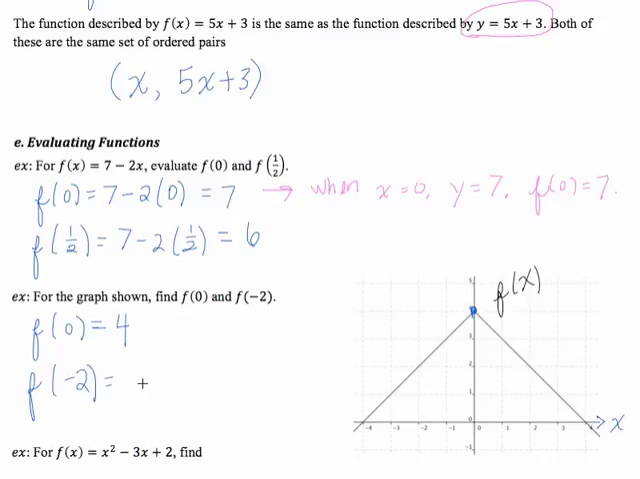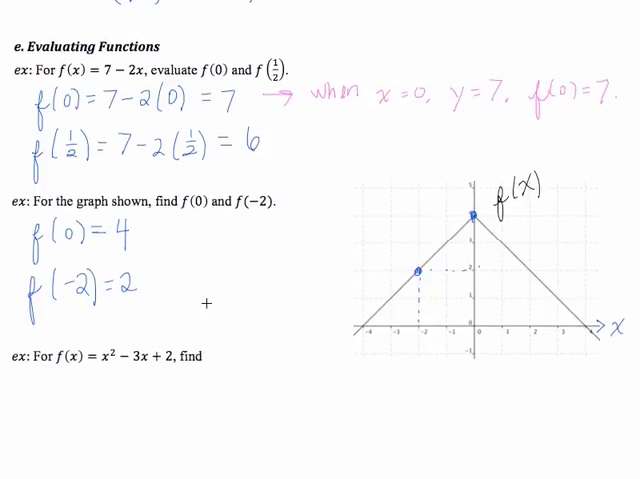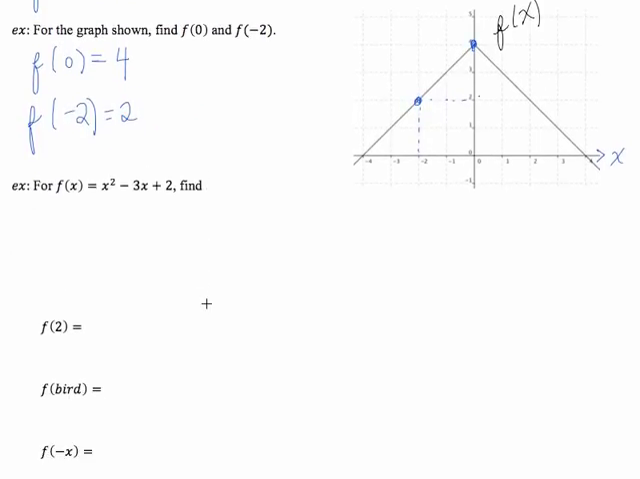F of negative 2 means what is y when x is negative 2? That's here, and then we go up to the function. So f of negative 2 is equal to this y value, which is positive 2. So y on the graph when x is negative 2. Okay, if you're given an equation, you simply find the y values by plugging them in.